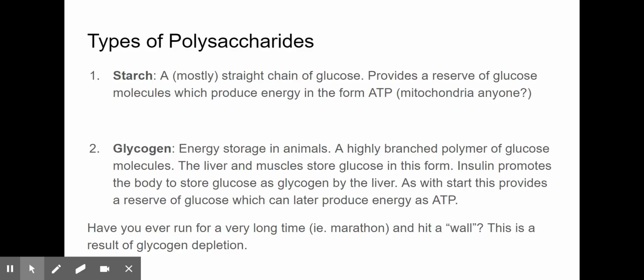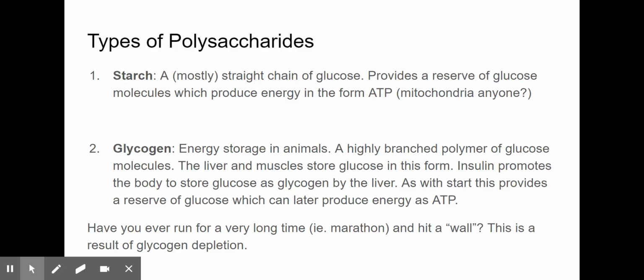Glycogen. We use glycogen as an energy storage. We don't want to use all of our energy at the same time, so your body will store it as glycogen. It's a really highly branched polymer. Our starch is a big long chain with a couple of branches. Glycogen is branching all over the place. The liver and your muscles store it in that form as glycogen. Insulin actually tells your body to store glucose as glycogen in the liver.